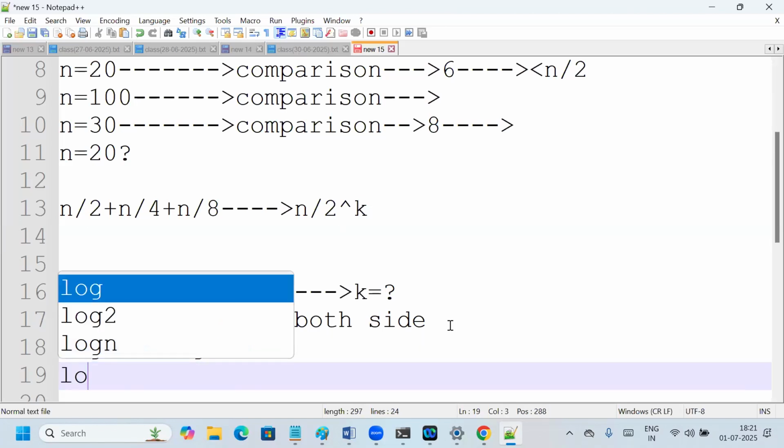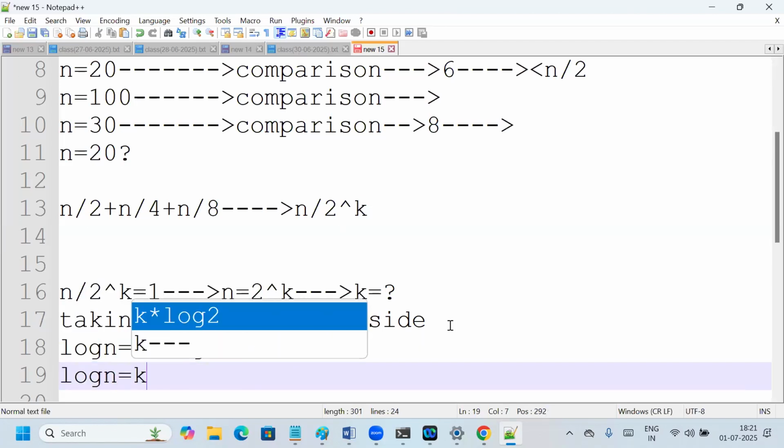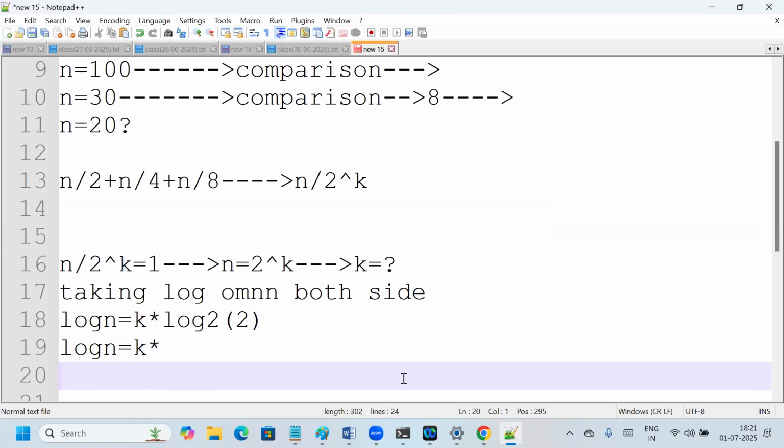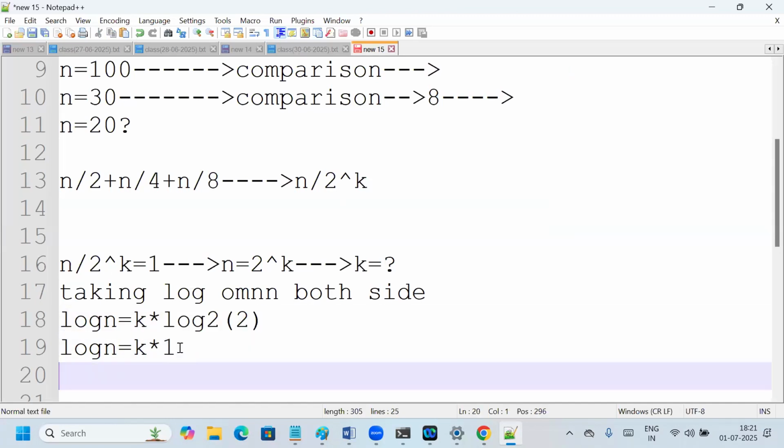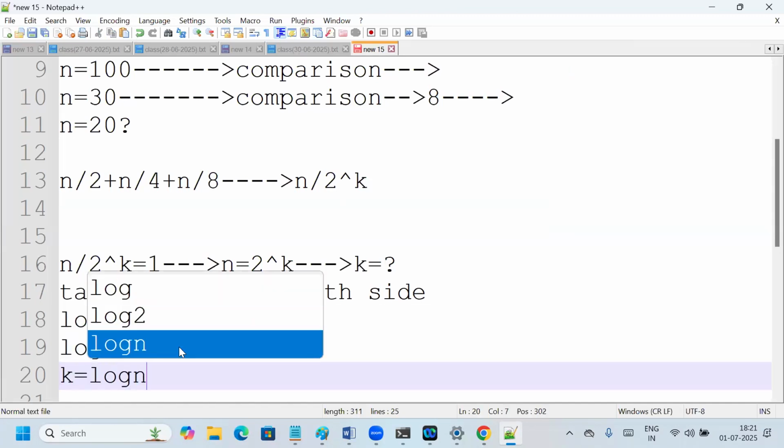Now log n equals to k into, guys, what is this value? Log base 2 to base 2. Log to the base 2. What is the value of this one? 1, guys. That's why k equals to log n.